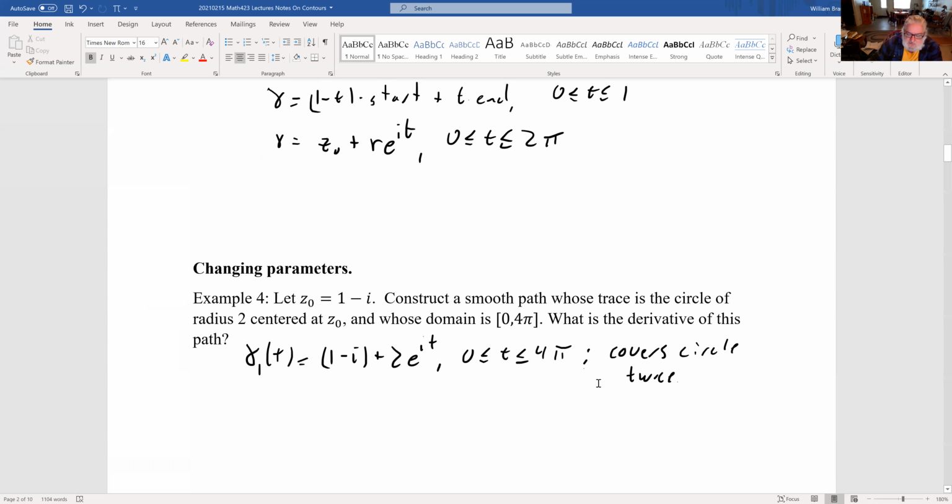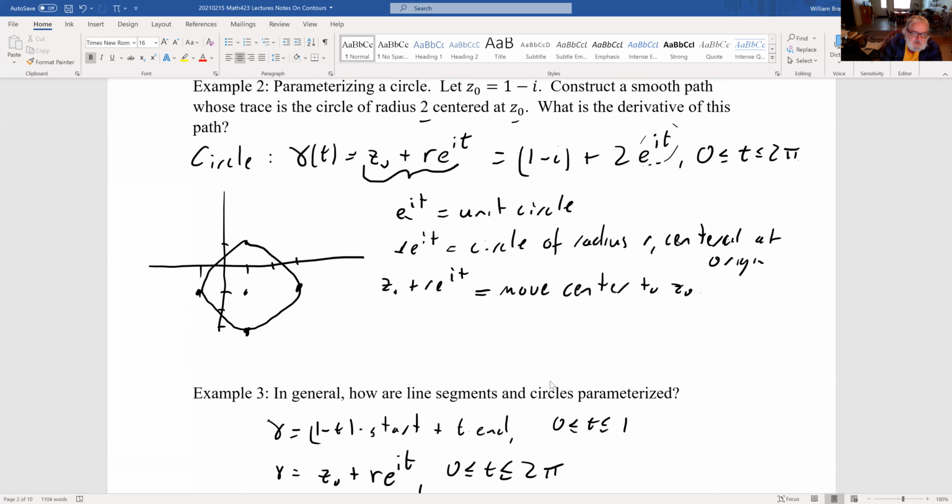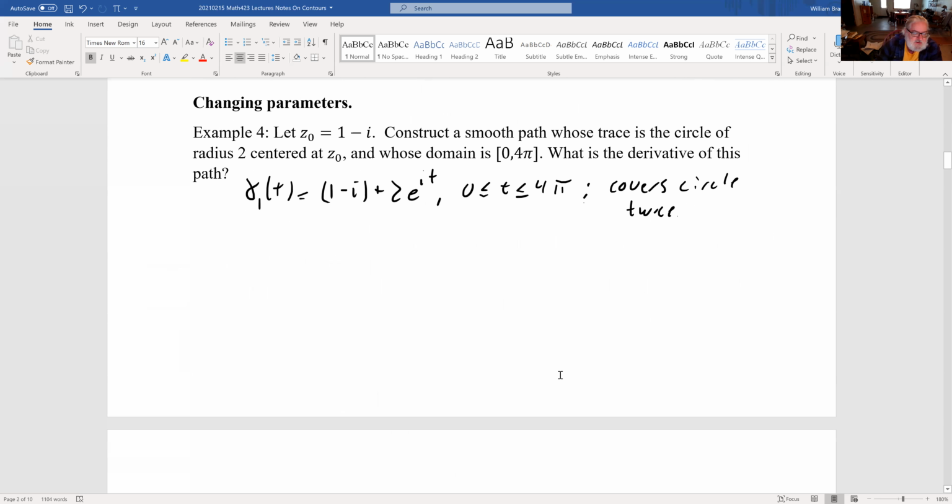So this parameterization going from 0 to 4 pi will give you the same trace as this one, right? The circle will be the same. This parameterization starts here, goes around just once. But this parameterization, circle is down here, goes around the circle once from 0 to 2 pi, and then again from 0 to 4 pi. So it covers the circle twice. So even though the trace is the same, the parameterization is a little bit different.